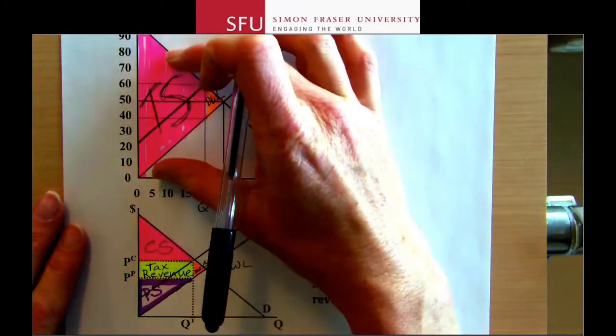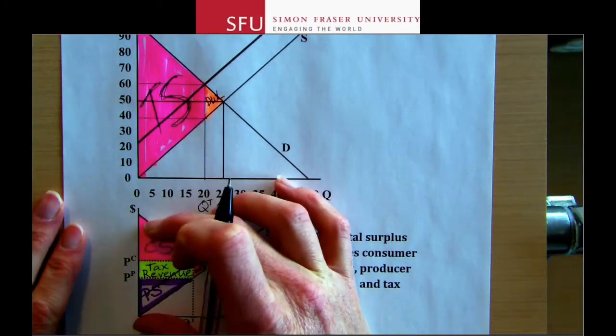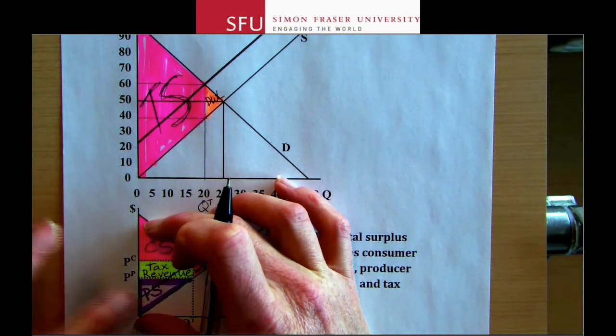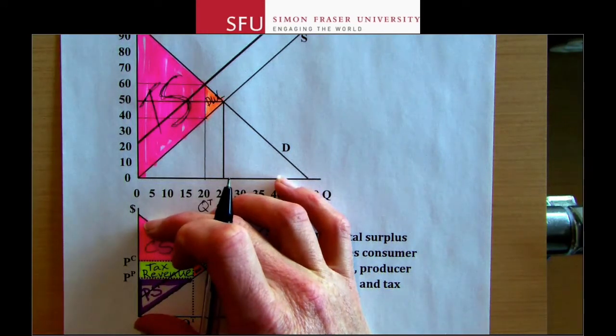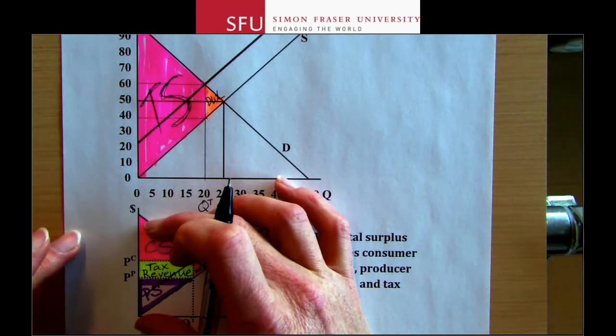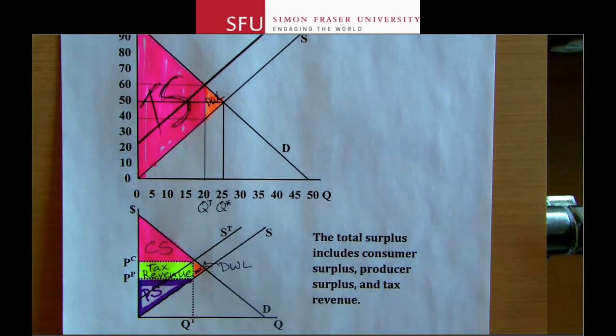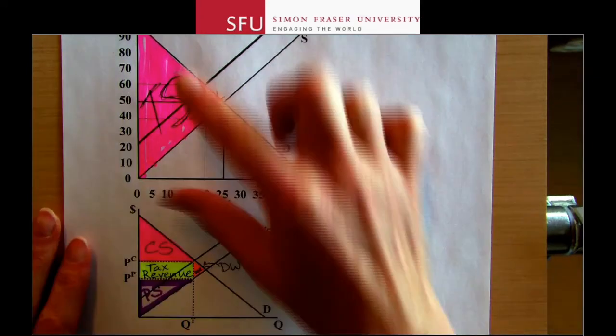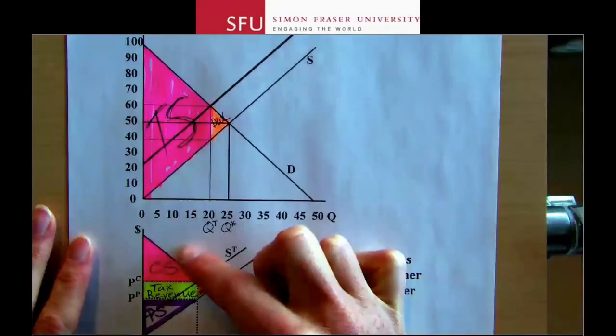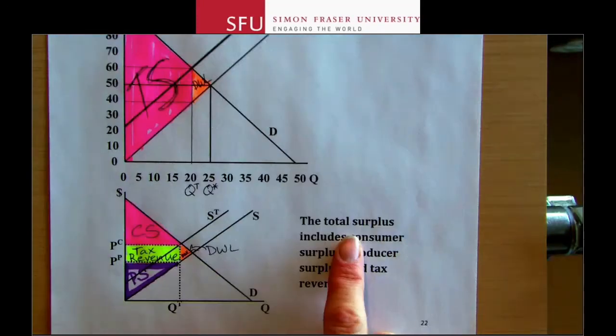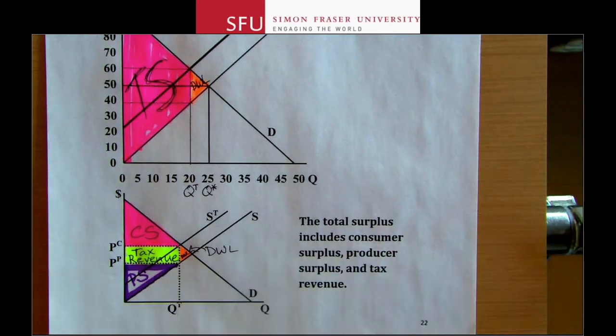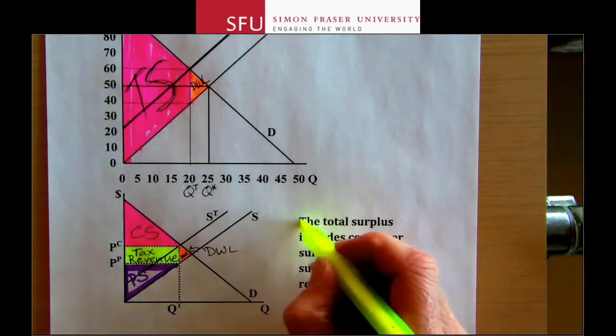All right, so the total surplus is these three areas. Okay, so the government tax revenue is included in total surplus because even though that is money that's being taken away from consumers and producers, it's still money that belongs to the society. And then the government will hopefully do good things with the money, like build bridges and hospitals and things like that that people need. Okay, so the total surplus is the entire area here, the entire trapezoid area. So total surplus includes consumer surplus, producer surplus, and tax revenue.